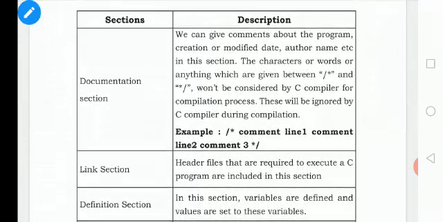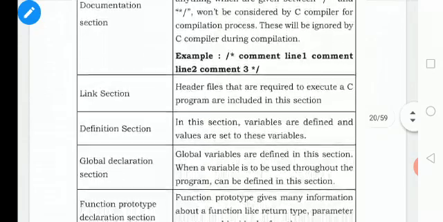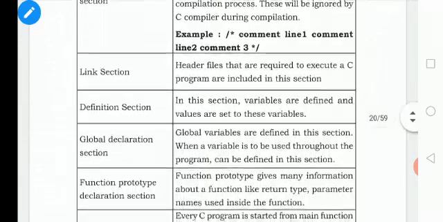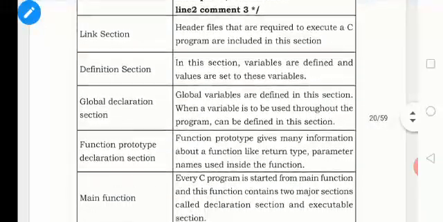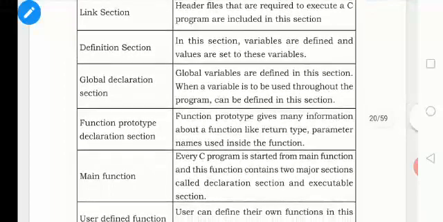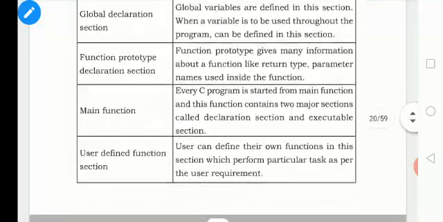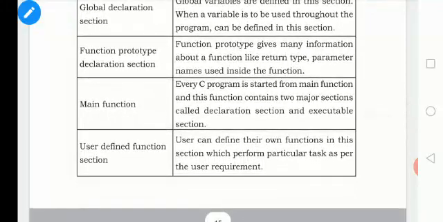So what is documentation section? It is a comment line. Link section, that is a header file. Definition, variables are defined here. Global declaration, these variables can be used anywhere in the C program, that is, they are defined globally. Then function prototype, it gives information about the function like return type. Okay, parameters will be given here.